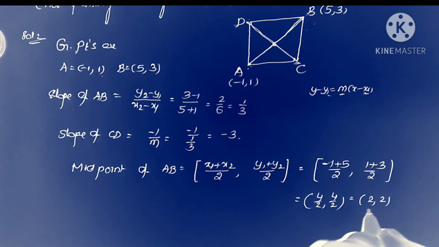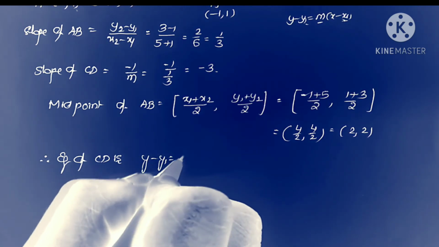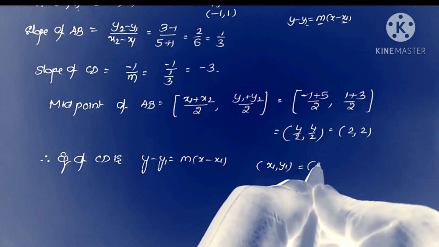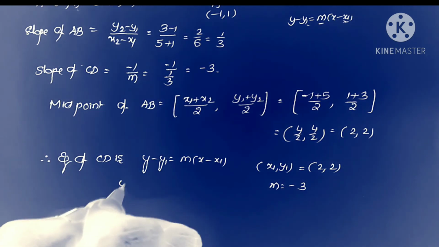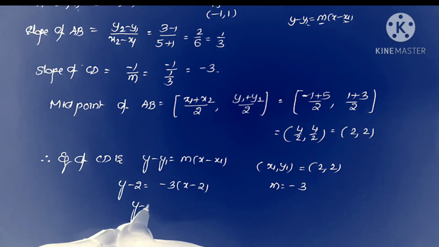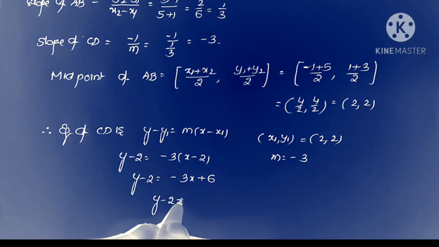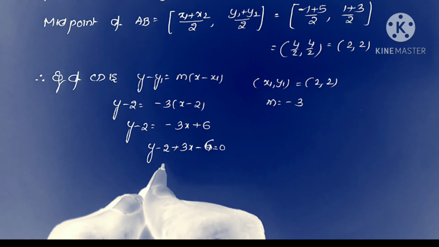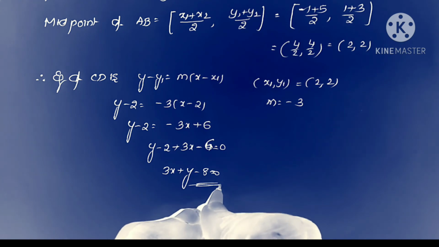Now this is taken as (x1, y1). The equation of CD is y minus y1 equals m into (x minus x1). Here (x1, y1) is the midpoint (2, 2), and the slope of CD is minus 3. Replacing the values, y minus 2 equals minus 3 into (x minus 2). That is y minus 2 equals minus 3x plus 6, so y minus 2 plus 3x minus 6 equals 0. Therefore, the answer is 3x plus y minus 8 equal to 0. This is the equation of CD. That's all.